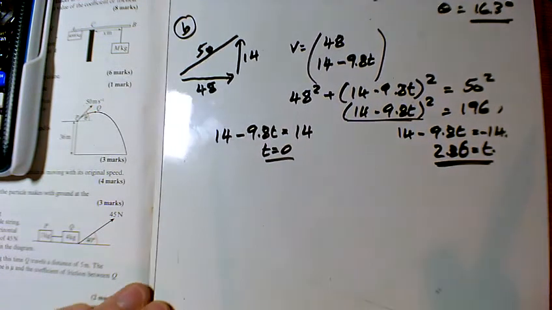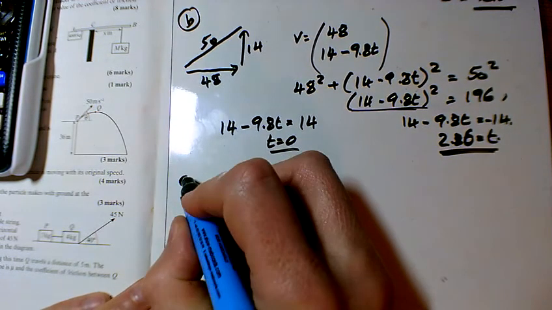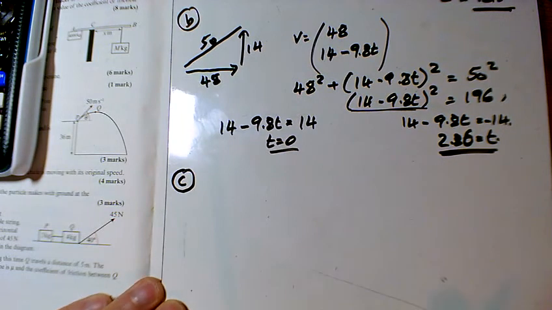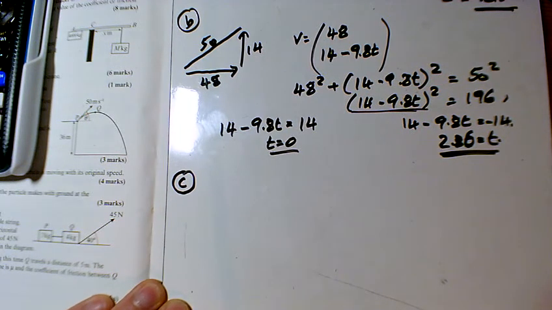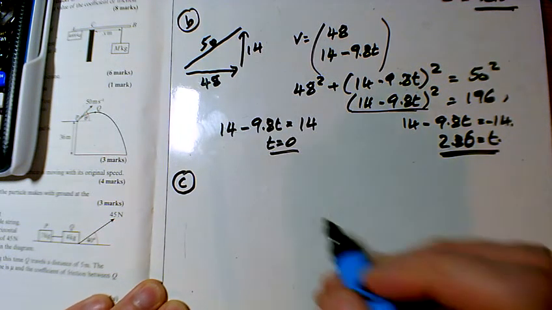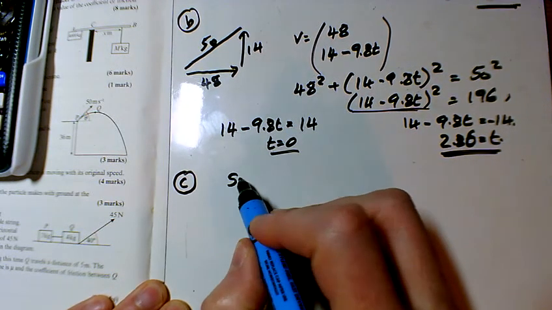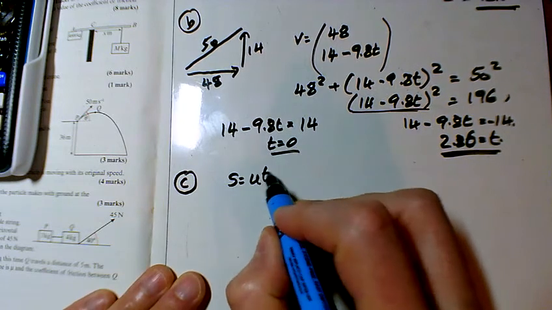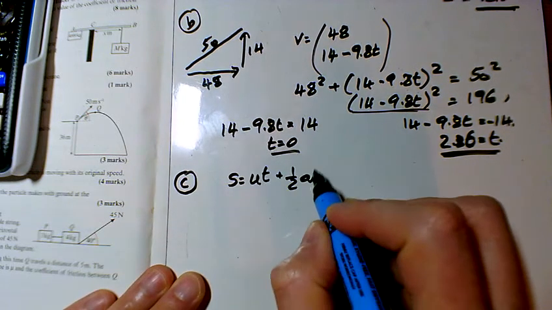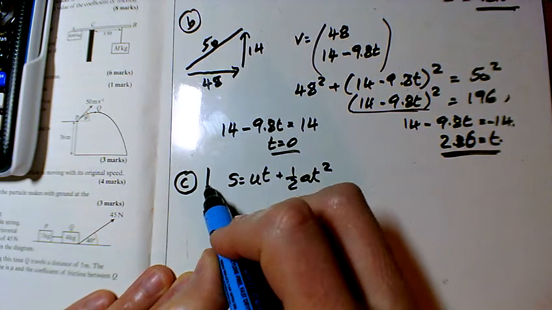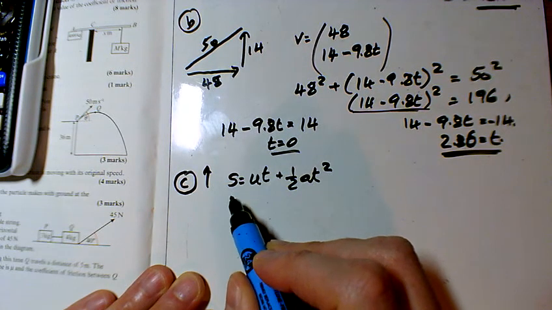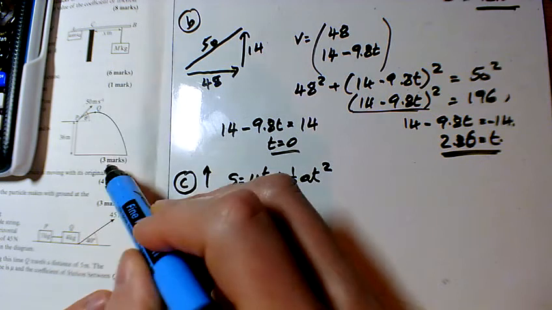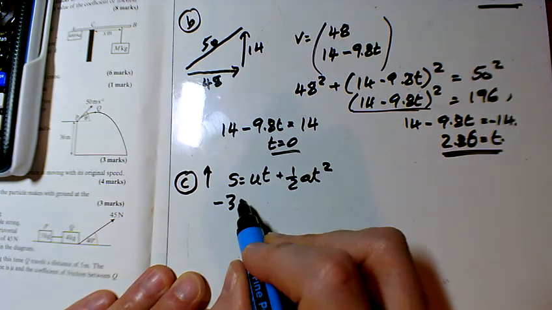So continuing on to part C, we want to know the angle the velocity of the particle makes with the ground at the instant it lands. So I'm going to need to know, well, when it lands. And I think to do that, I'm going to use s equals ut plus half at squared vertically. And vertically, when it lands, it was going from there down to the ground. So I've got minus 36 here.